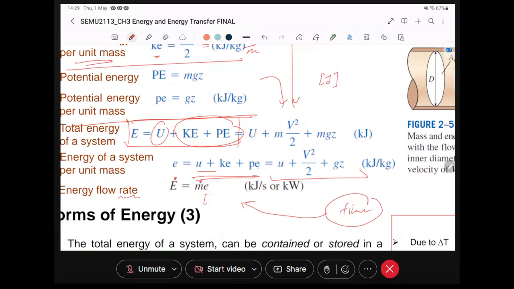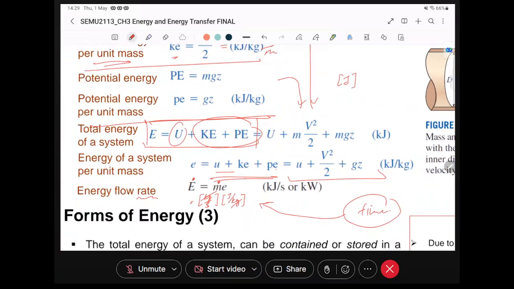The E is still joule per kg. And the mass will be kg per second, because it is how fast the mass changes. So if we cancel this out, eventually we get the capital E with a dot at the top. This is the rate of change in the total energy. We get joule per second, which is also equivalent to watt.